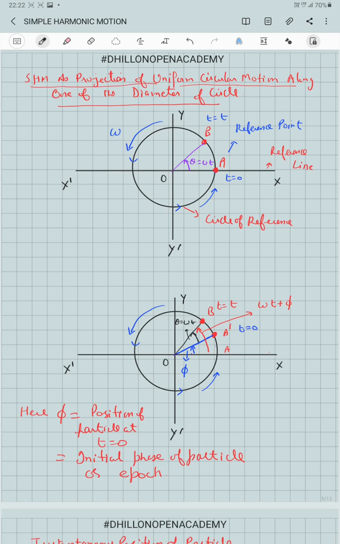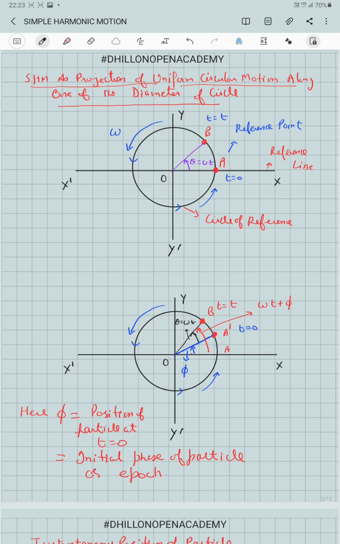So in this figure you can see that we have a circle of radius a in which a body will be moving with the constant angular velocity omega. X dash and y dash are the two perpendicular diameters, two perpendicular axes for the circle. The circle in which the particle is moving is called the circle of reference or reference circle. X dash is called a reference line. If the particle starts its circular motion at the point A at time t equal to 0, we call this point the reference point.